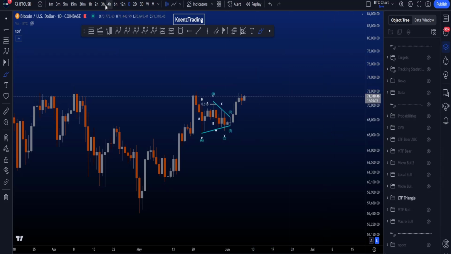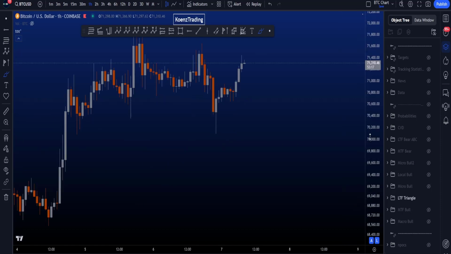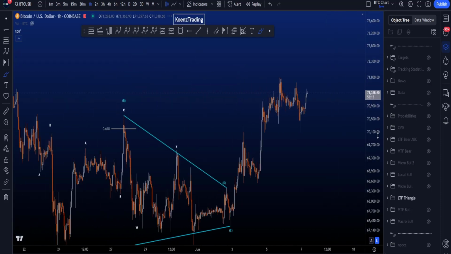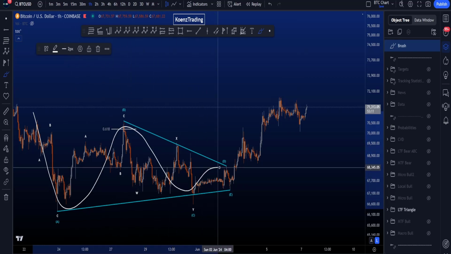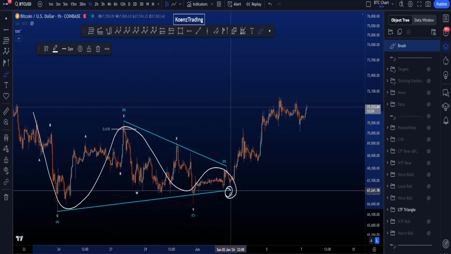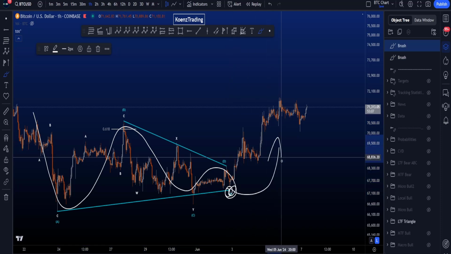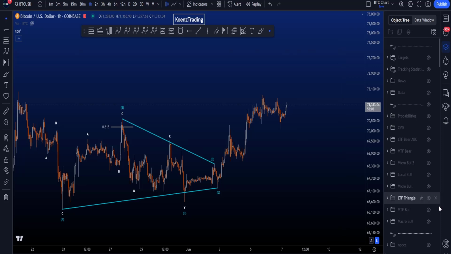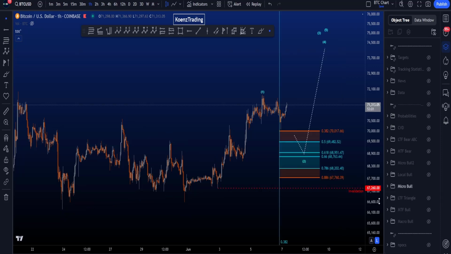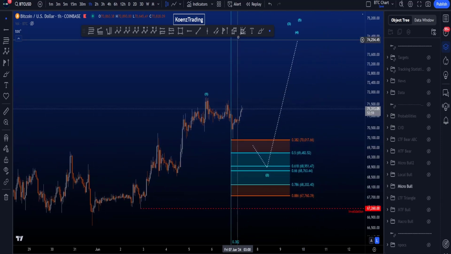Inside wave 4 we're then looking for a triangle structure. Here we have a finished 5-wave sideways move in a wave A, B, C, D, and eventually a wave E. After wave E, we then want to see impulsive continuation to the upside to eventually finish that wave 5. On the lower time frames, this is then what we're looking for.